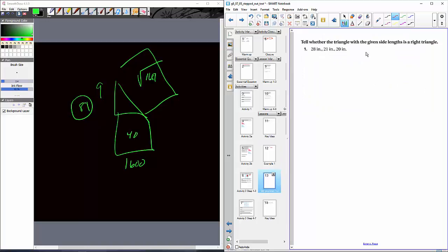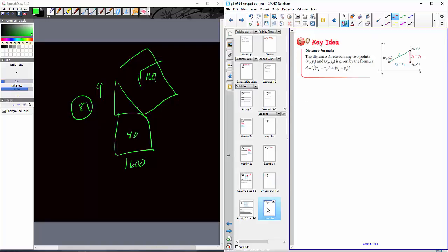Tell whether this is a right triangle. So if I look here, I know my longest side is a hypotenuse. So it'd be 20 squared plus 21 squared, and that should equal 28 squared if it's a right triangle. This one here, the longest side length is 1.25. So this squared plus this squared should equal this squared. And in this case, this is a yes, and this is a big old no.